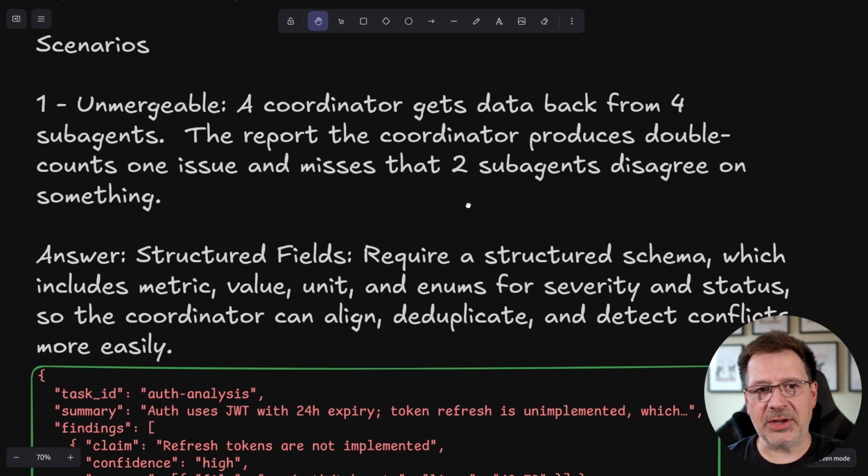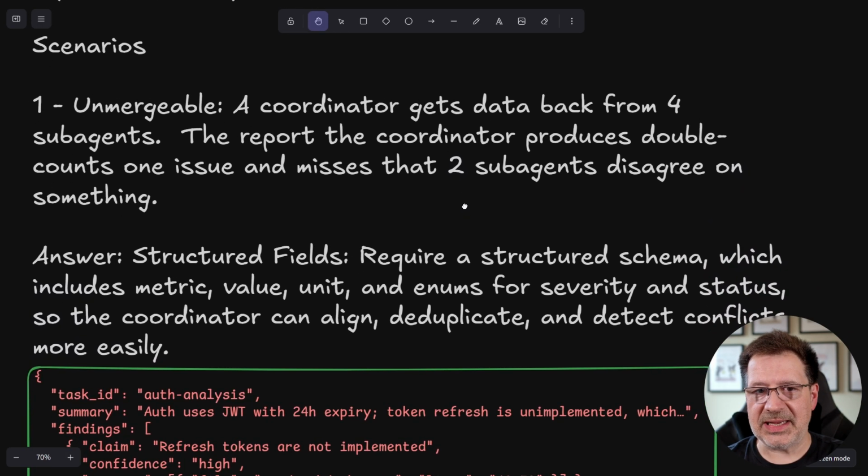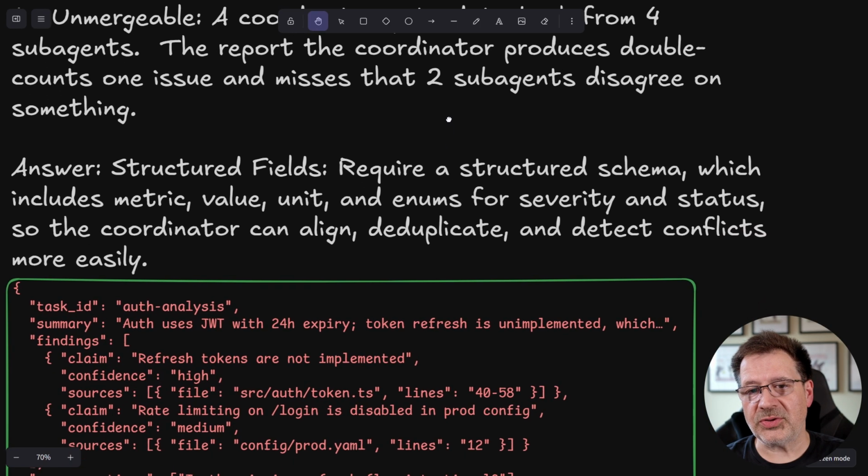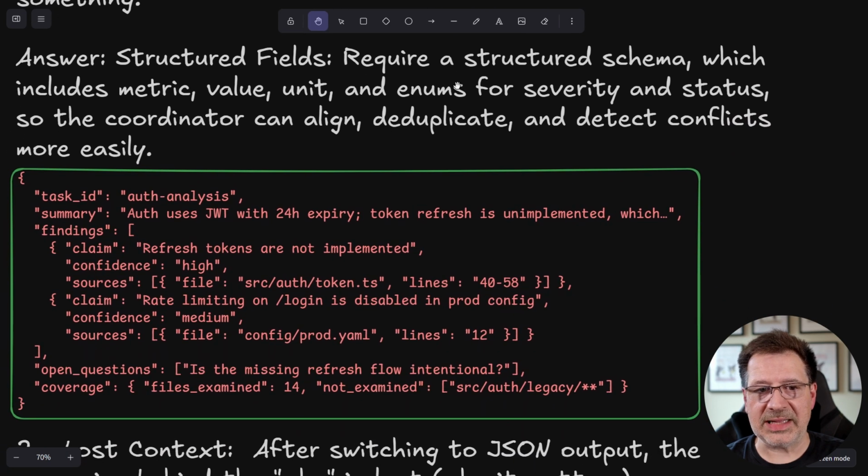And speaking of scenarios, let's take a look at how this plays out. So the first one, again, we said unmergeable data. And we said to fix this, we need structured fields. We're basically going to create a schema, which looks exactly like this, that forces the subagent to return the data that it finds inside of this JSON output.